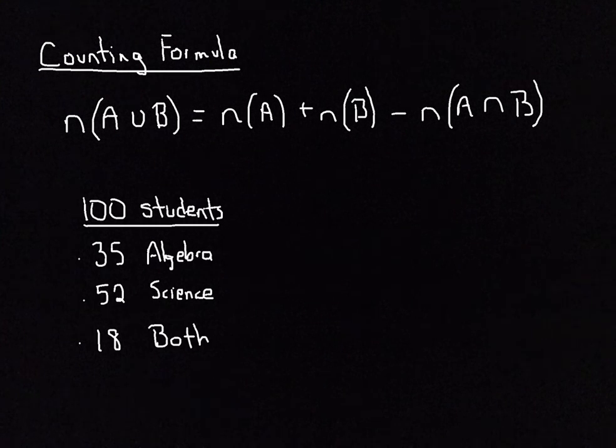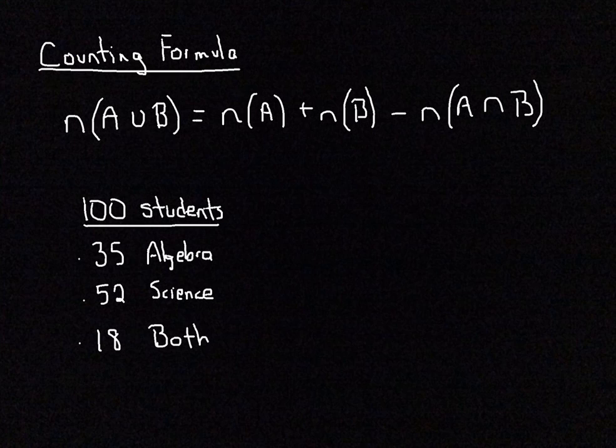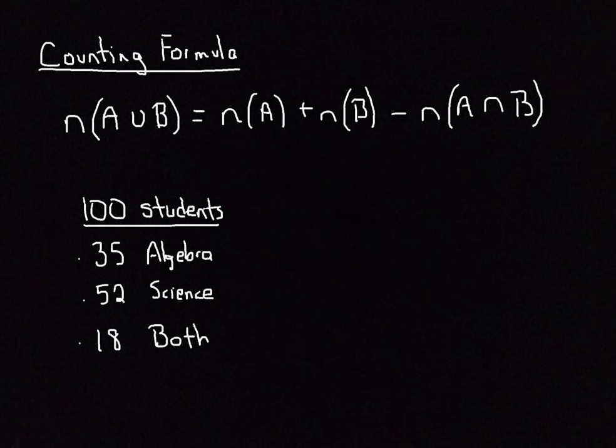Let's say you have 100 students. You have 35 that are taking algebra, 52 that are taking science, and 18 that are taking both. They're taking algebra and science. If a question were how many students were registered in either college algebra or science, then what could you do? All right, well, you'd have something like this.